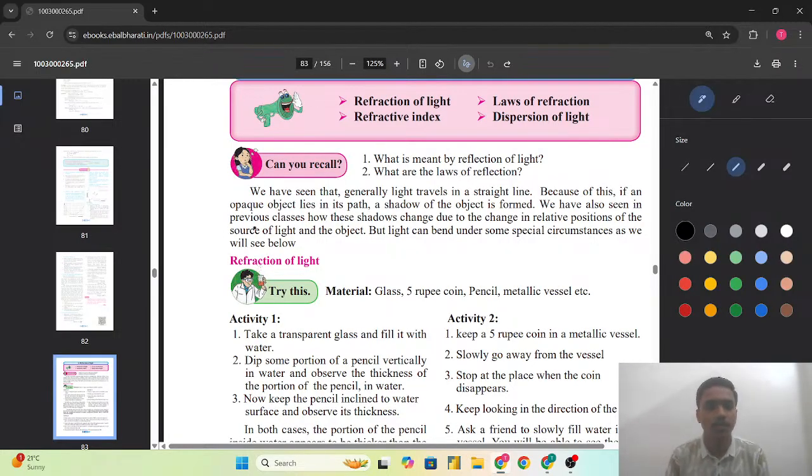So we have also seen in the previous classes how this shadow changed due to the change in relative positions of the source of the light, and we saw the ray diagrams. According to those diagrams, we have studied that a change in the position of the light will change the relative position of the shadow. But light can bend under some special circumstances, as we will be seeing below. Under some special circumstances light will change its path. So what is that? That is only the refraction of light, which we will be studying in this chapter.